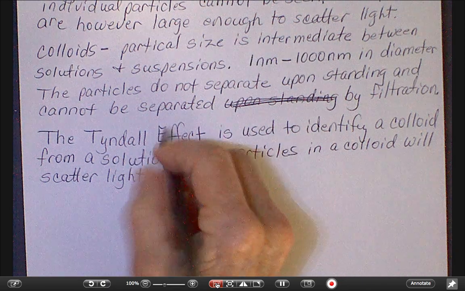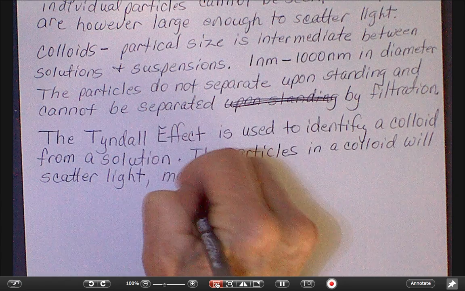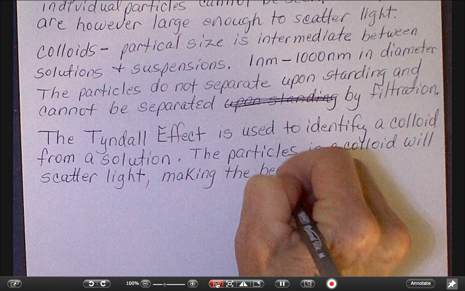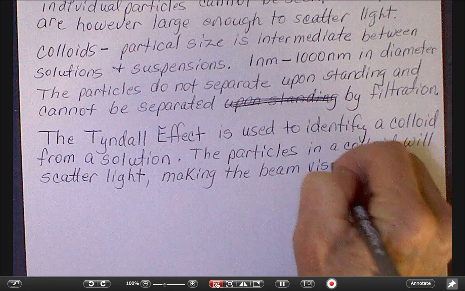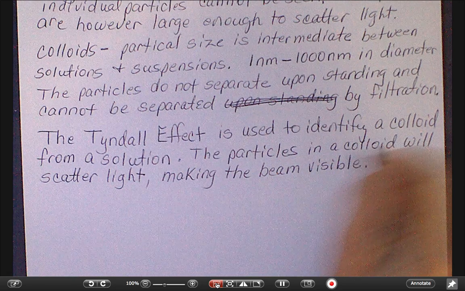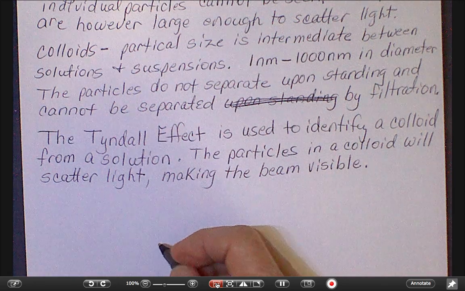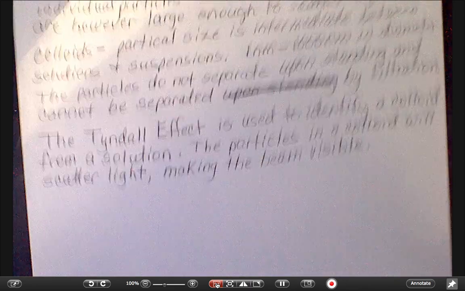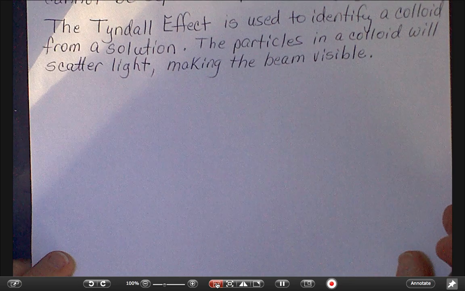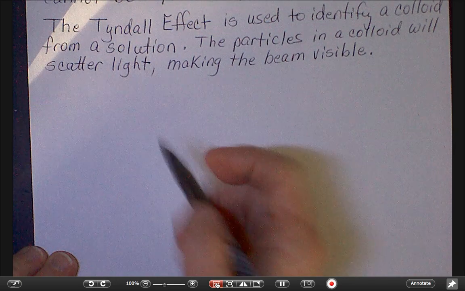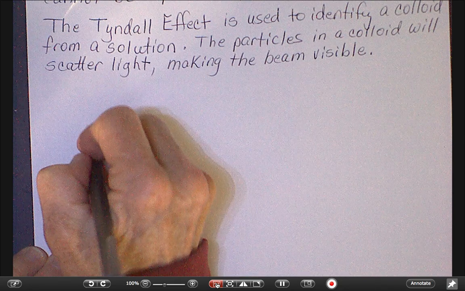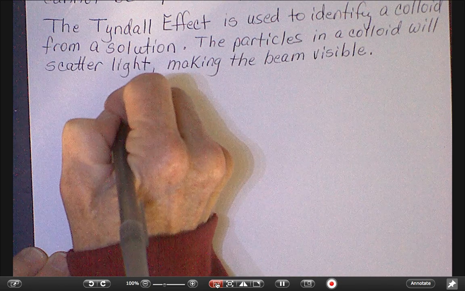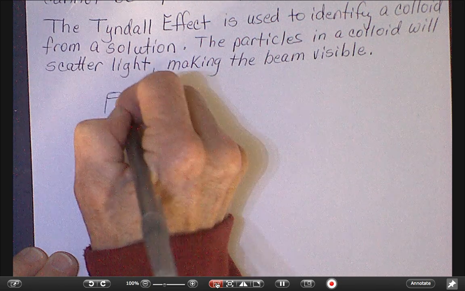Making the beam visible. Okay, so we're going to do a little drawing here. So we're going to look at a solution. Solutions do not scatter light. What'd I just say?